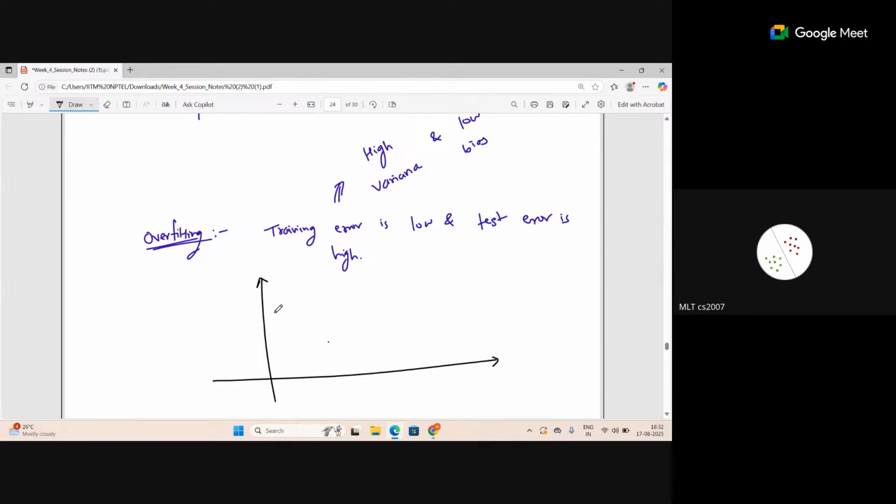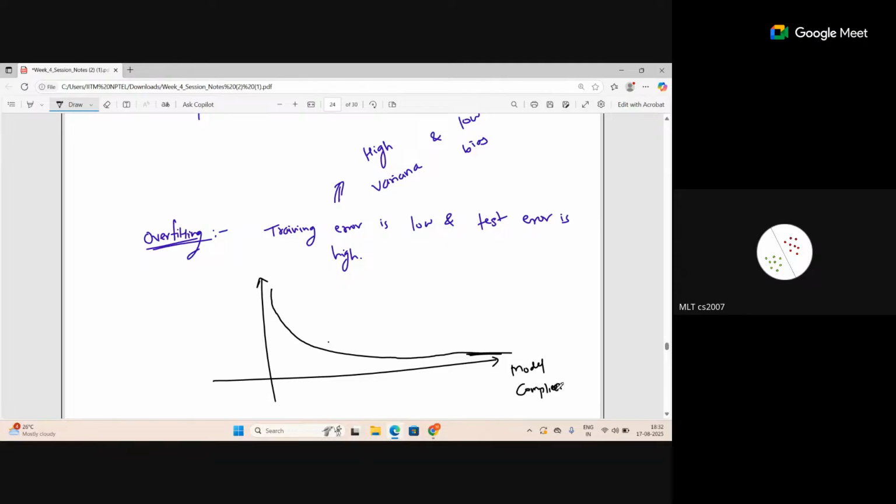I thought I'd do the underfitting example and draw it. But okay, let's say you have this kind of data. So you understand, right? If I increase the model complexity, what do I mean by model complexity? If I use higher degree polynomials. Let's say on the x-axis it is model complexity.